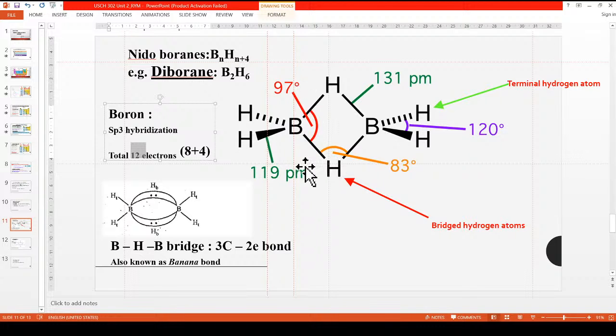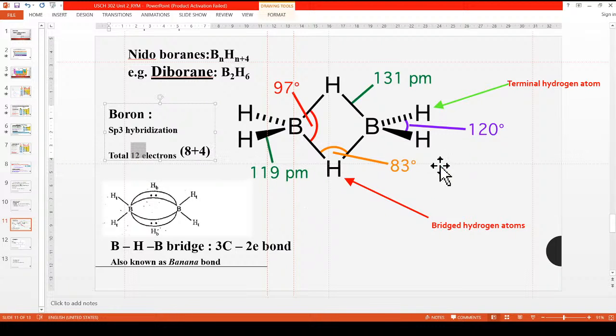So total 4 into 2, 8 electrons will be involved there, plus for bonding between boron hydrogen boron bridge bond, there are two bridges. Each bridge consists of three center two electron. So each bridge is made up of bonding between two electrons, and therefore a total of 4 electrons will be involved in the bridges. So total 8 for terminal and 4 for bridging hydrogens will be required. Total 12 electrons are involved in bonding.